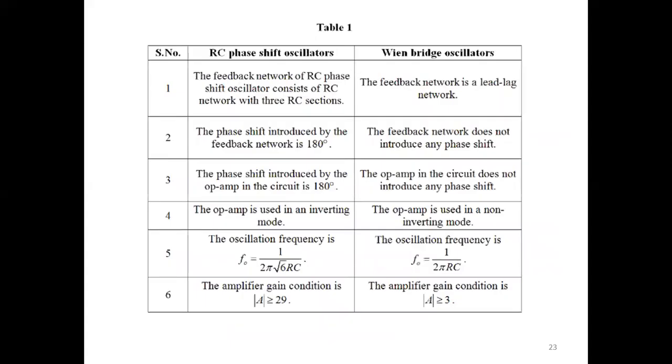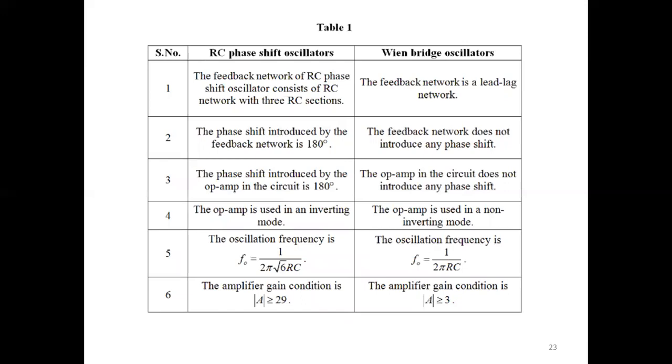So this is the difference between the RC phase shift and Wien bridge oscillators. In RC phase shift, the feedback network consists of an R network with 3 RC sections. Here, the feedback is a lead lag network. In RC phase shift, a phase shift of 180 degrees is introduced by the feedback. In Wien bridge, the feedback network does not introduce any phase shift. The phase shift introduced by the op-amp in the circuit is 180 degrees.